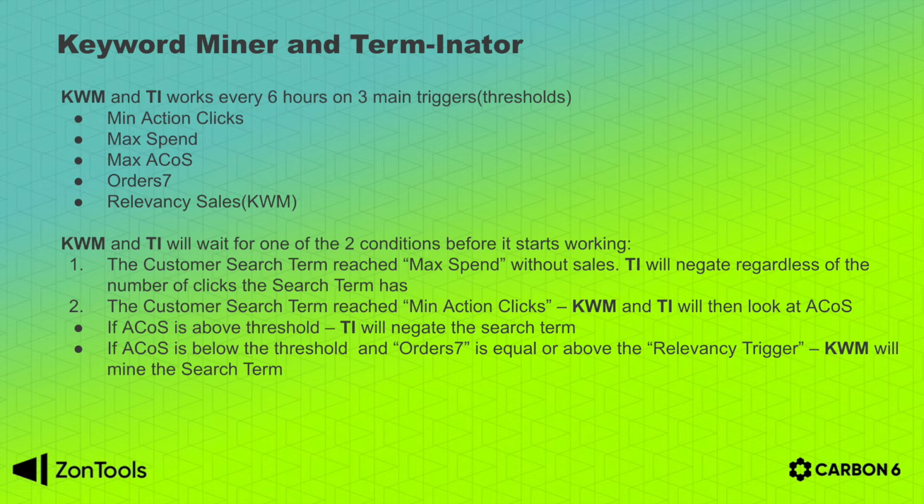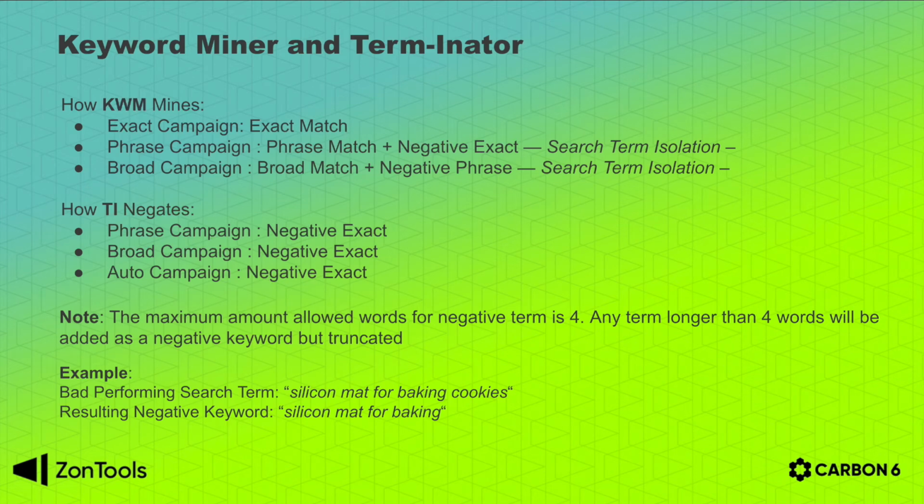Number 2. Customer search term reached the minimum action clicks. Keyword miner and terminator will look at the ACOS. If the ACOS is above your threshold or your set target max ACOS, terminator will negate the search term. If the ACOS is below your threshold or your set target max ACOS, with orders 7 equal or above to your set relevancy sales on your PGN, keyword miner will mine the search term and add into the PGN as a new keyword. How does keyword miner mine?